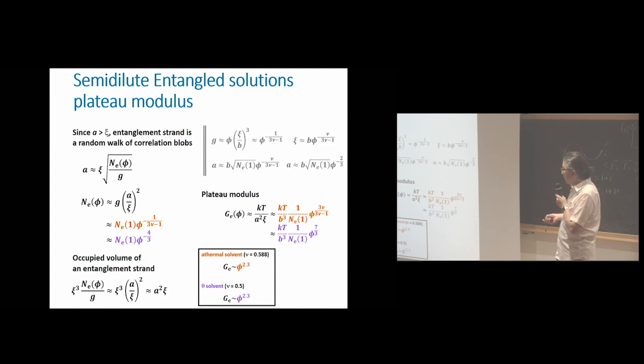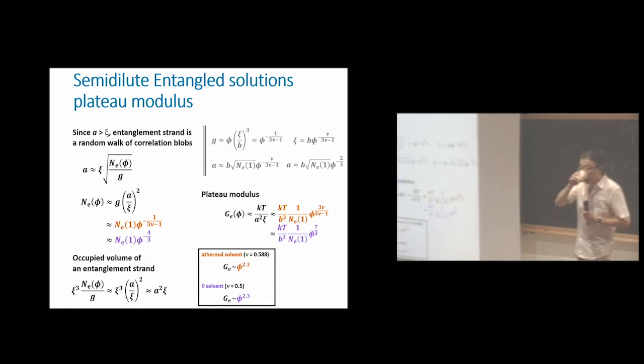So this is smaller than a cube. In fact, you have the distance A between two entanglements, but in this volume A cube there are 20 chains. So the volume per elastically active strand is a little bit smaller than that. So this gives you this difference. Okay, is it clear? Other questions?